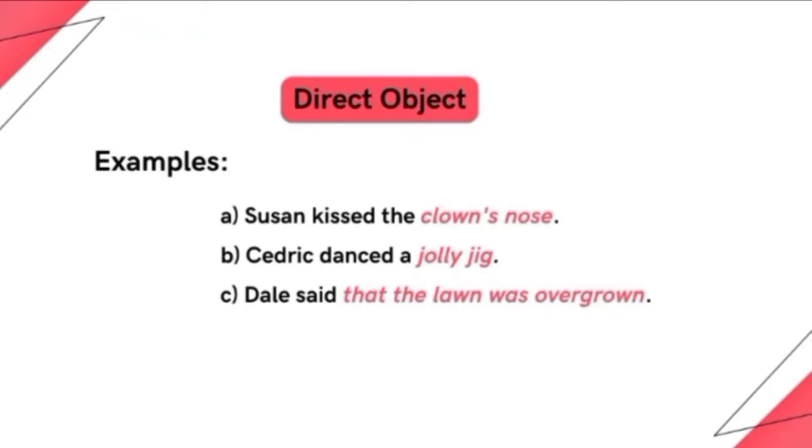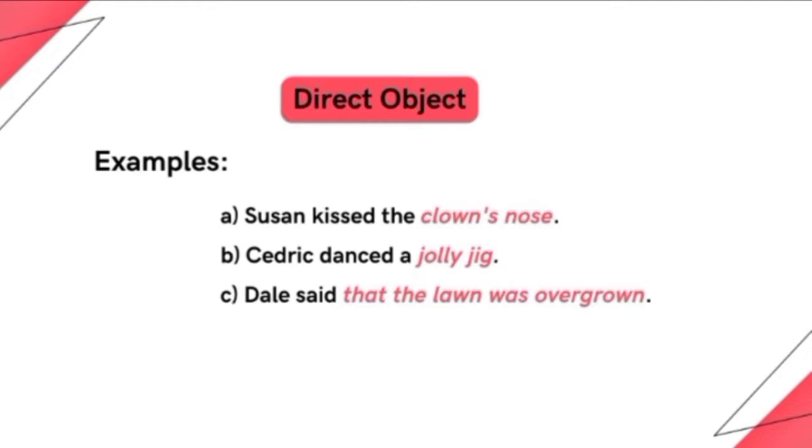Here are some examples of direct object. In a sentence, the direct object is the noun or noun phrase that's receiving the action of the verb. The basic construction works like this: subject plus verb plus who or what. For example, in the first sentence, we have Susan kissed the clown's nose. Here, the subject is Susan and the verb is kiss. What did Susan kiss? The clown's nose.